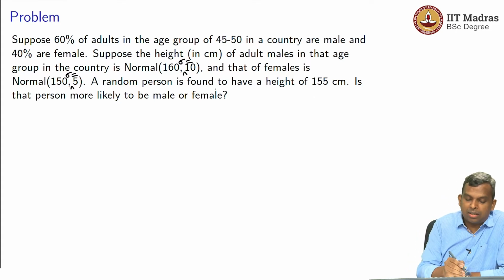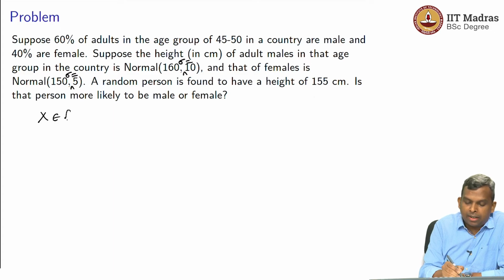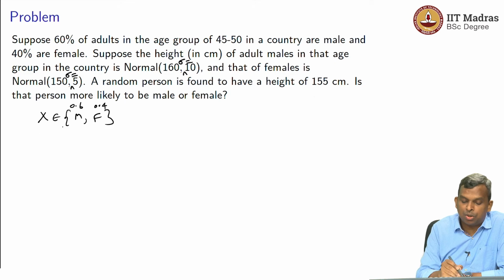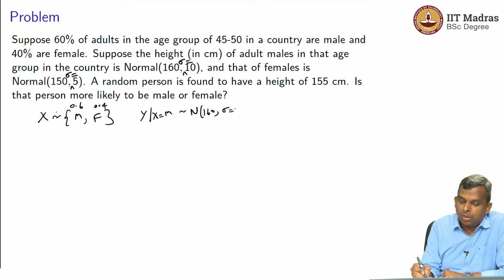Okay, so what is the question here? X is the sex of the person. It takes two values, male and female, male with 60% probability and female with 40% probability. That's the distribution of X. Now Y is the height. Given X equals M, Y is normal with mean 160 and sigma equals 10. And Y given X equals female is normal with mean 150 and sigma equals 5.